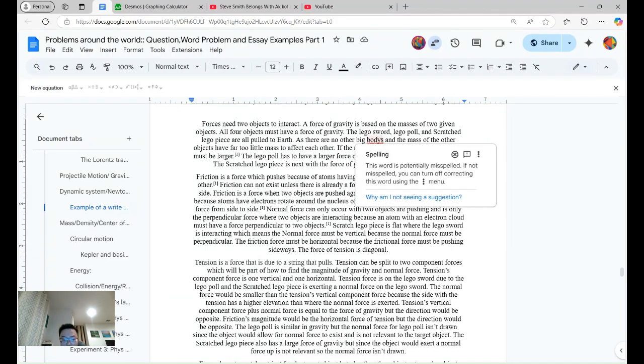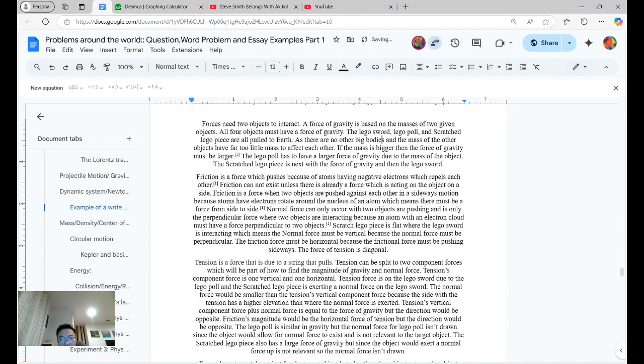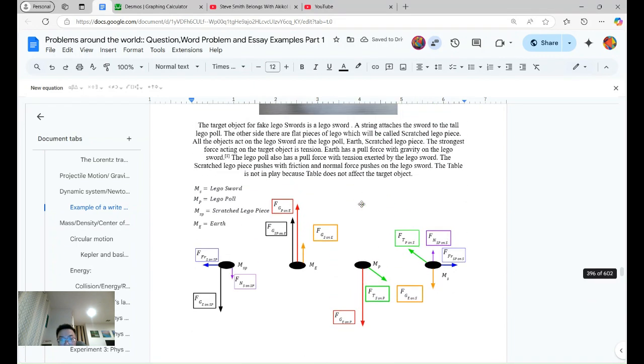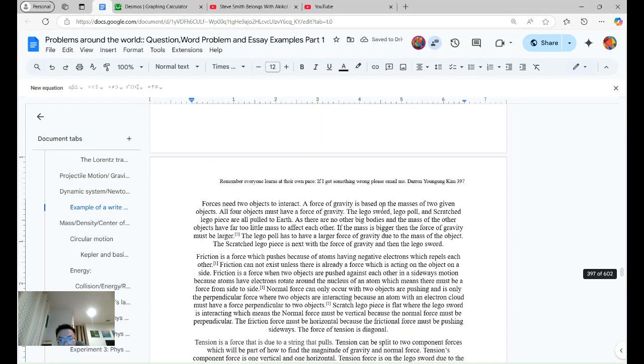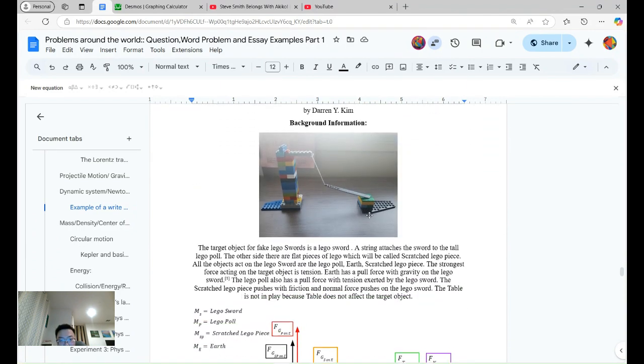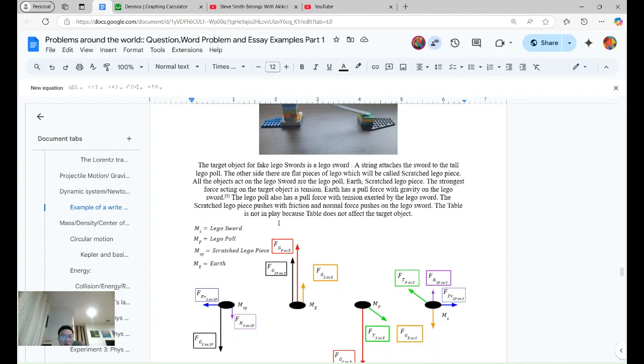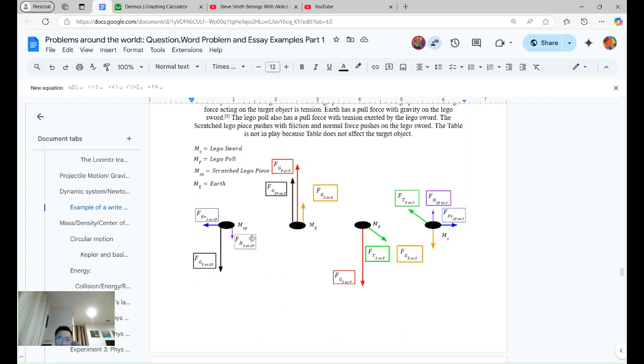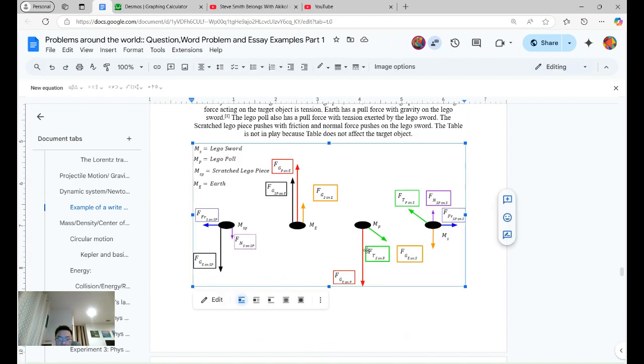I don't know how I got 100% on the grammar. That is embarrassing. Anyway, okay. So first off, we have to discuss what a Lego sword was, how the Lego pole was, what's a scratch Lego piece, and what is Earth, and the relationship of all of them. This is how I relate to all of them.